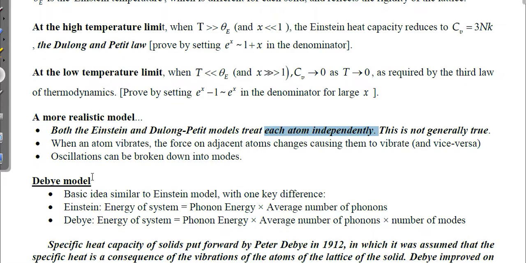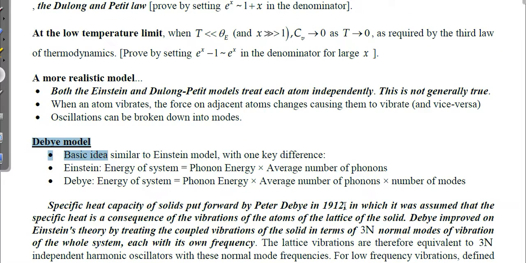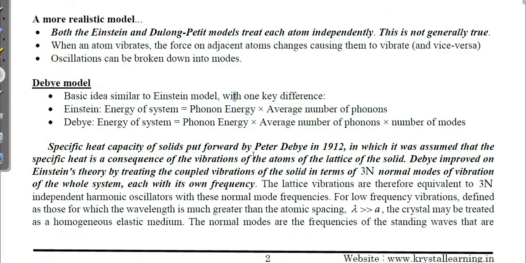The oscillations can be broken down into a number of modes. So if we compare the Debye model, now the Debye model came in 1912. Okay, 1912. So the basic idea was similar to the Einstein model, just one key difference was there. In Einstein, the energy of the system was given as phonon energy multiplied by the average number of phonons, and in Debye, the energy of the system is given as phonon energy multiplied by the average number of phonons and this number of modes, because atoms are depending on each other, that is the number of modes. Okay, so this thing was added by Debye.